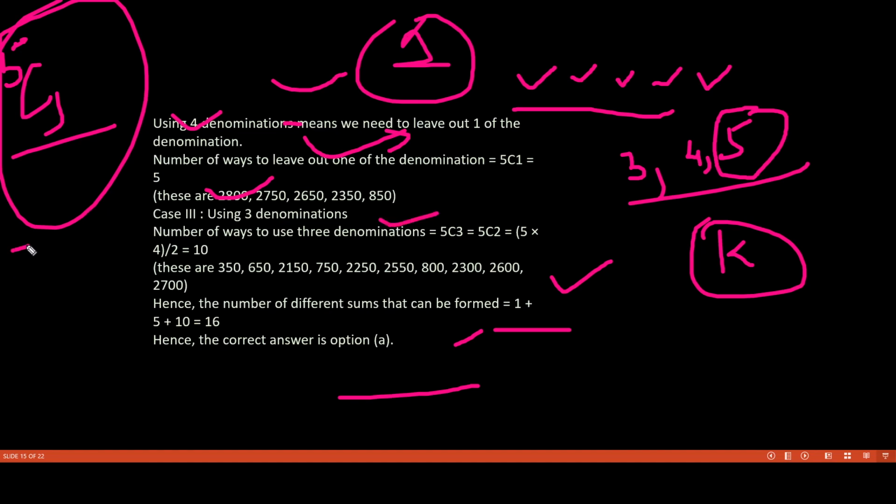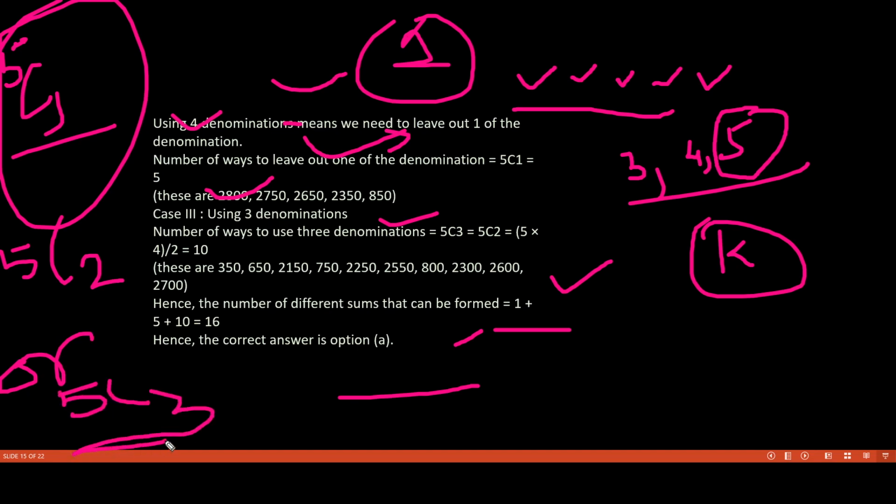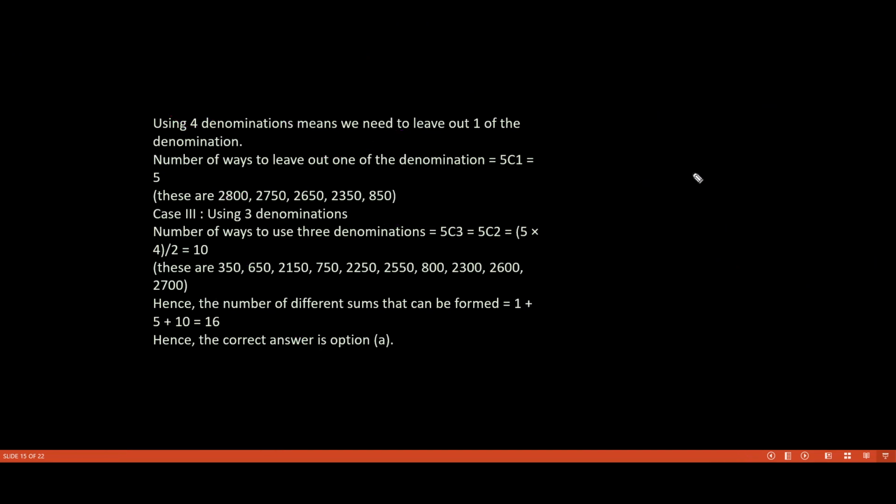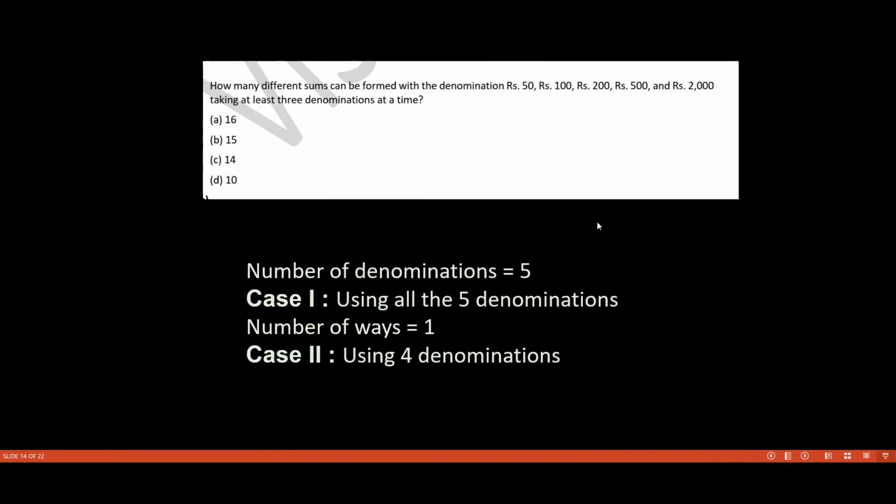Now when we are using only 3 denominations, let's leave 2 out. Both concepts can be used here: either leave 2 out, which is 5C2, or select 3 of them, which is 5C3. 5C3 is equal to 5C2, which equals 10. So in the first case we got 1, then 5 cases, and with this 10 cases, so 16 is our answer. This was the UPSC question which was asked. Now you can definitely employ your combination and permutation because you have learned the concept.